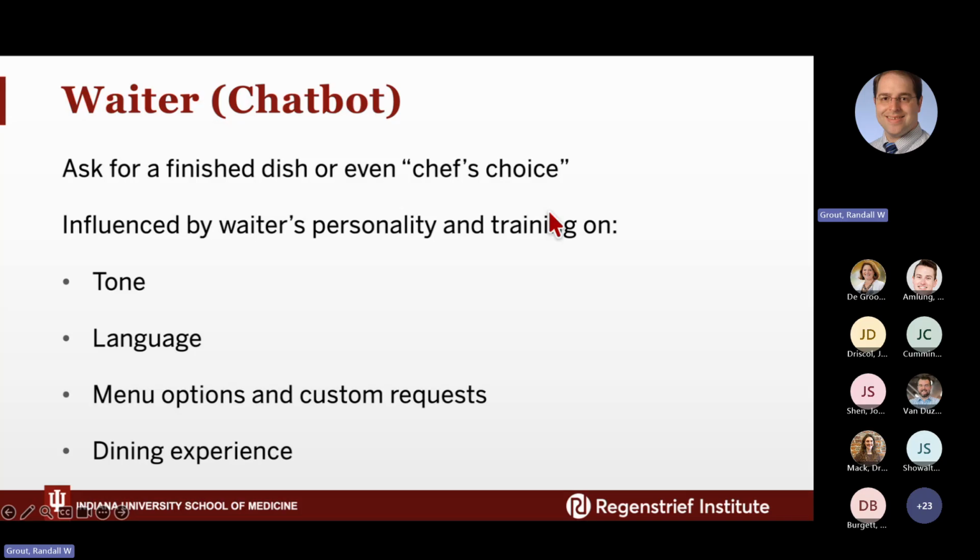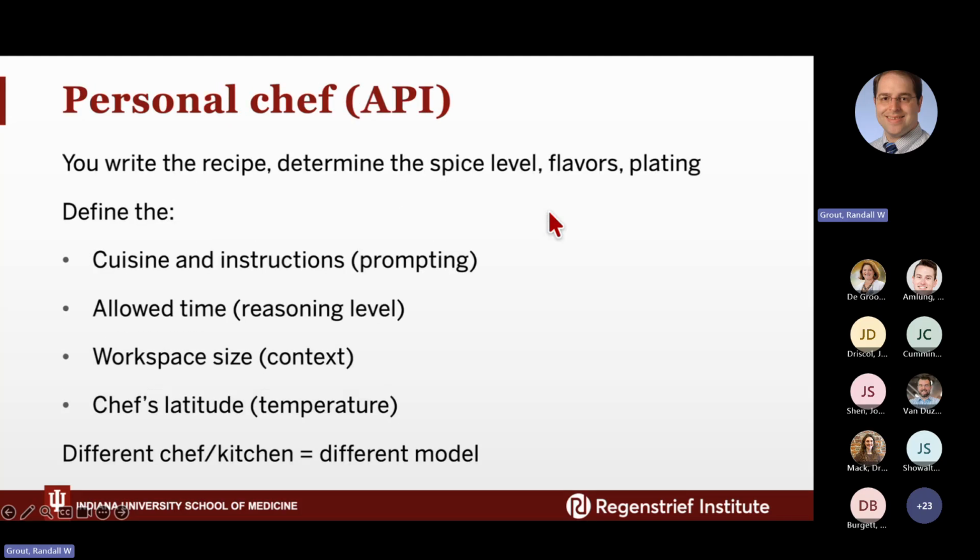Now, if we switch over to the other option of a personal chef, which in this case would be analogous to an API, you can write the recipe. You could determine the spice level. You could determine the flavors, the plating mechanism. You have that capability.